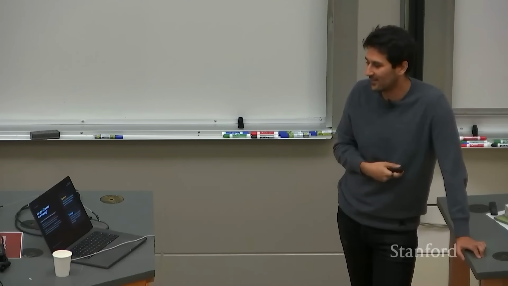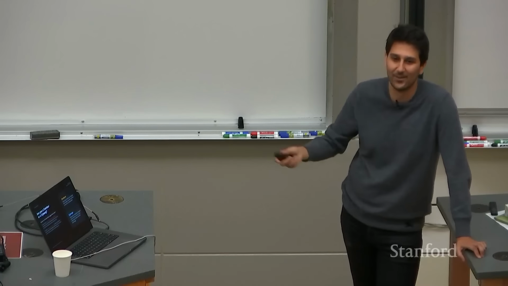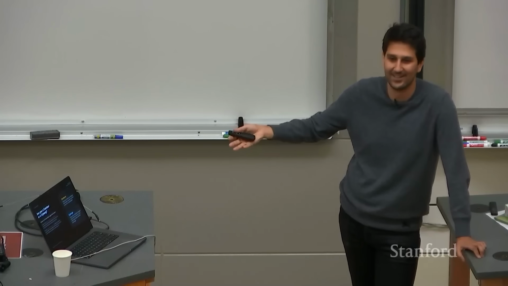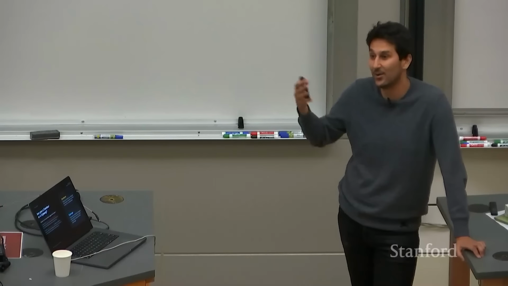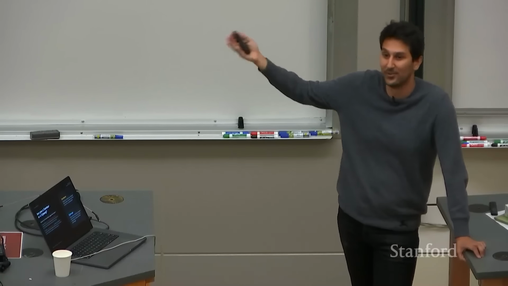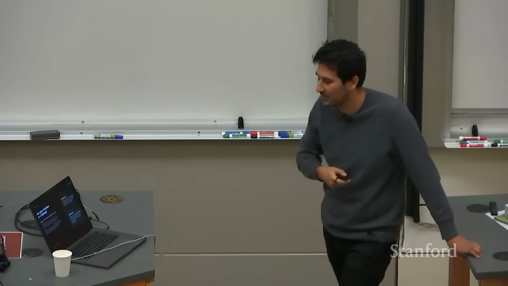Others would act as cyborgs. Cyborgs are fully blended bionic human robots, a human augmented with robotic parts. And those individuals would not delegate a task fully. They would actually work super quickly with the model, going back and forth. I find that a lot of students are actually working more like cyborgs than centaurs. But maybe in the enterprise, when you're trying to automate a workflow, you're thinking more like a centaur. Yeah. That's just something good to keep in mind.